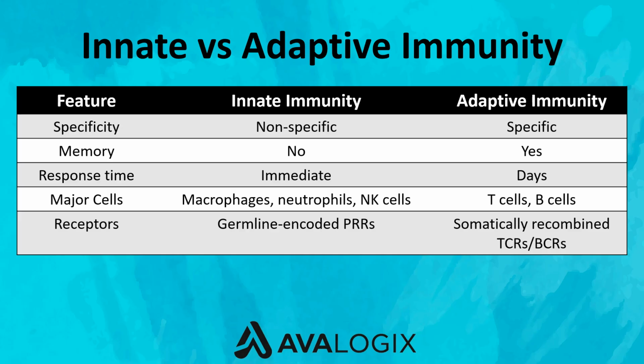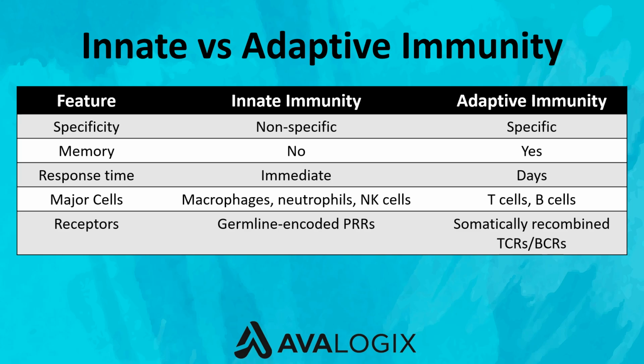Regarding receptor diversity, innate immune receptors are germline encoded. That means they're hardwired in your DNA and inherited. They don't change. Adaptive immune receptors are somatically recombined. B and T cells rearrange their DNA to create receptors that are unique and diverse. Millions of combinations exist within a single individual.